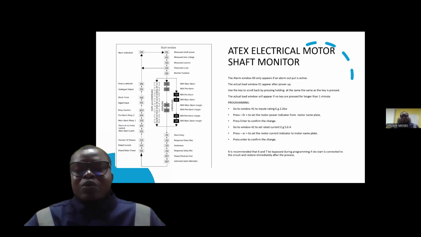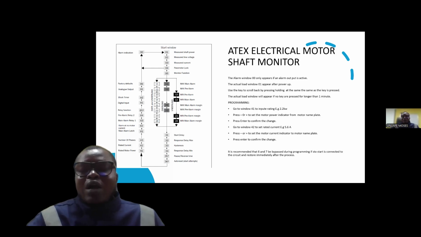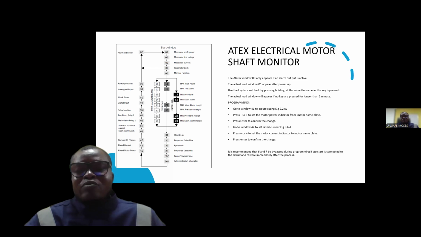Then go to window 42 to set the rated current, which is 5.6. Remember that you have to press minus and plus to set the motor current indicator to the motor nameplate. And also press enter to confirm the change.